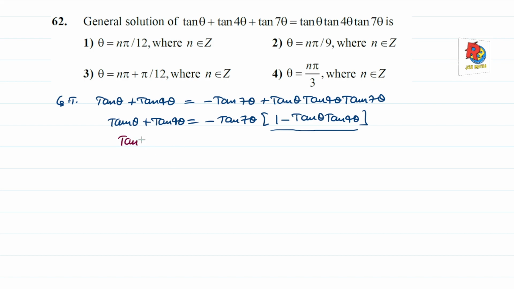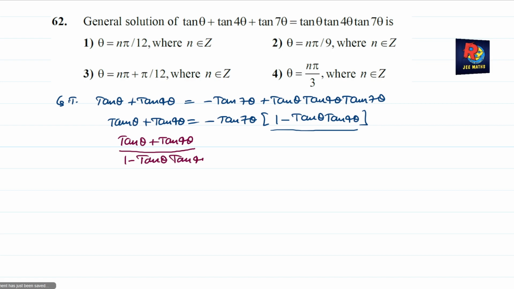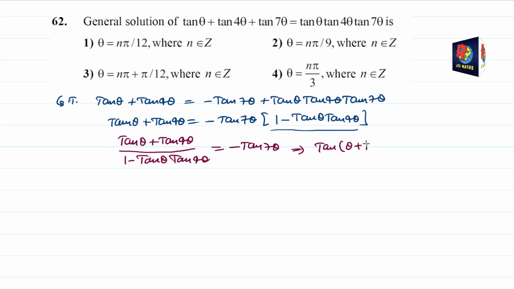Then it is converted into (tan theta plus tan 4 theta) by (1 minus tan theta into tan 4 theta) is equal to minus tan 7 theta. Now just observe this left-hand side, which is in the form of (tan A plus tan B) by (1 minus tan A tan B). So then it is tan of (theta plus 4 theta) is equal to minus tan 7 theta.